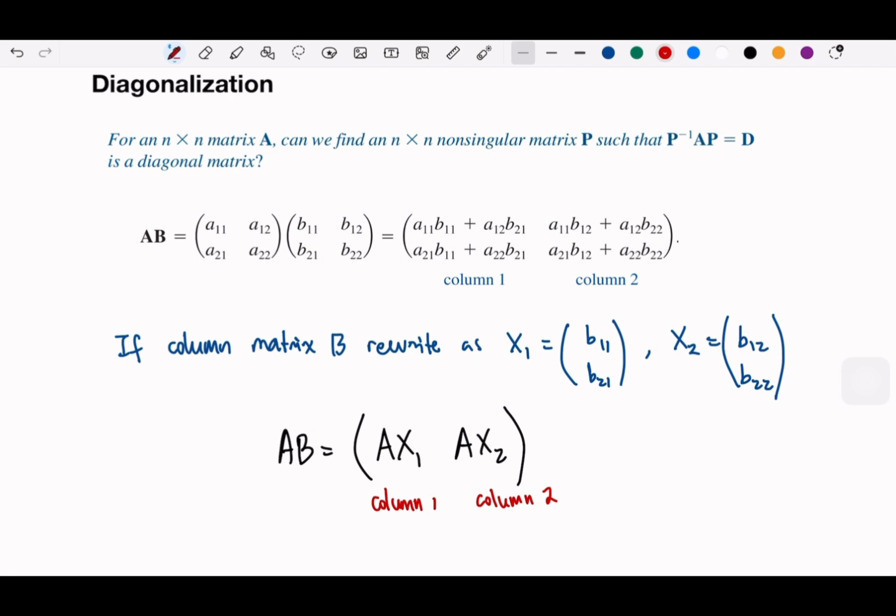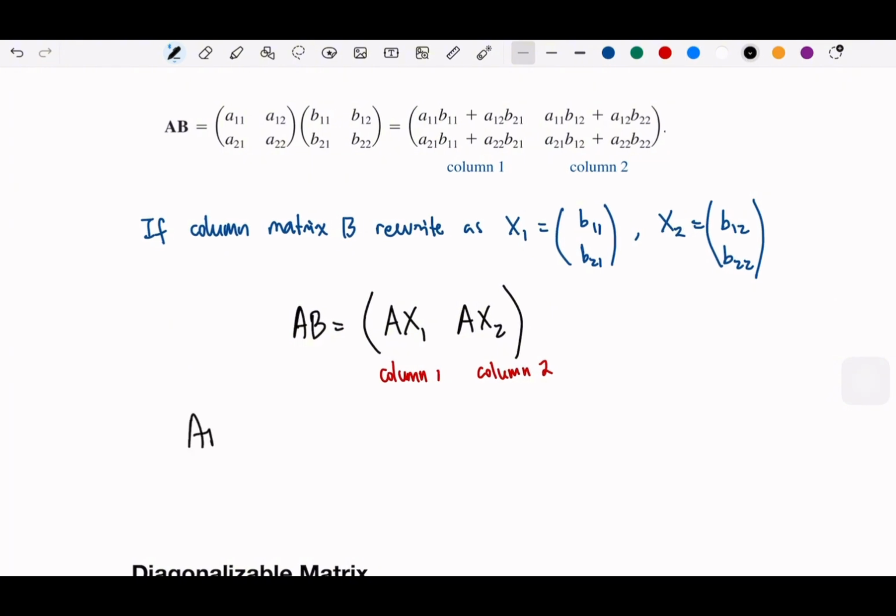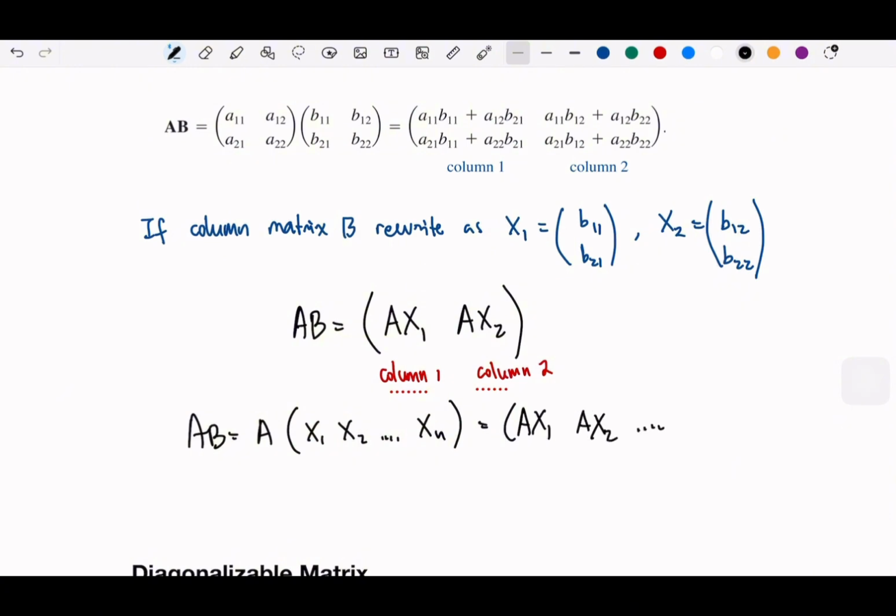Okay. And in general, we can express AB as A times X1, X2, X3, X4, and until Xn as AX1, AX2, until AXn. It depends on how large the n by n matrix is. Where x1, x2, until xn, all of them are columns of matrix B.